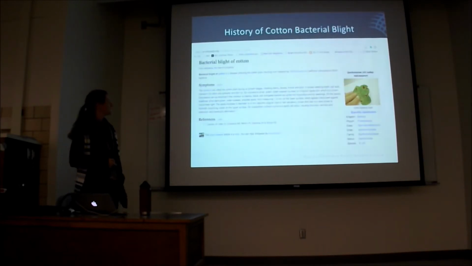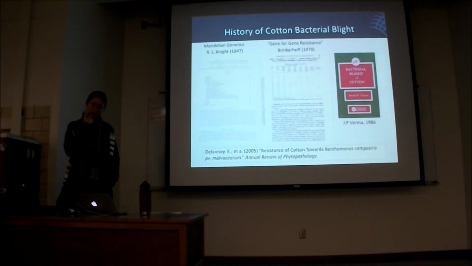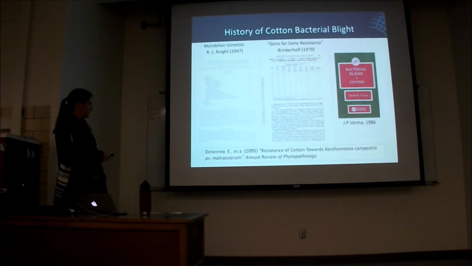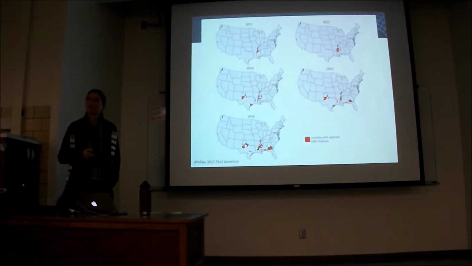Twitter's funny. When I was first trying to learn about this disease, I checked Wikipedia, of course. There wasn't a whole lot on Wikipedia, so I did actually go to a library. It was a really fun process, digging back into some of the old literature and reading about the early breeding that was being done in the 40s and 50s to combat this disease. There was also a more recent review, an Annual Review of Phytopathology from 2005, that summarized a lot of this earlier work. But needless to say, there wasn't a lot of recent stuff published on this disease.